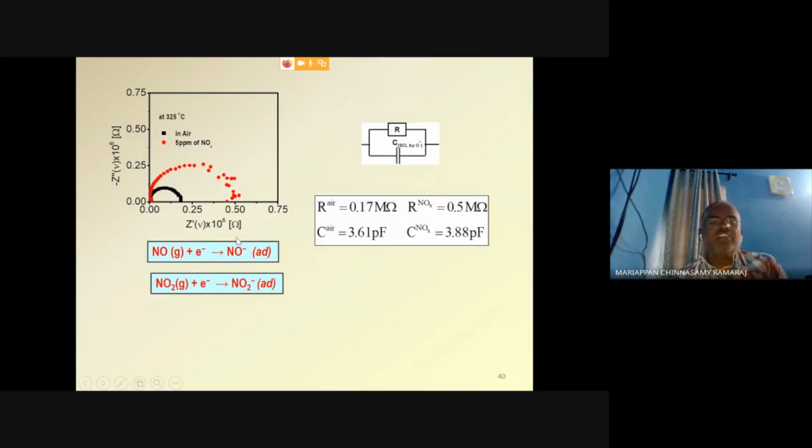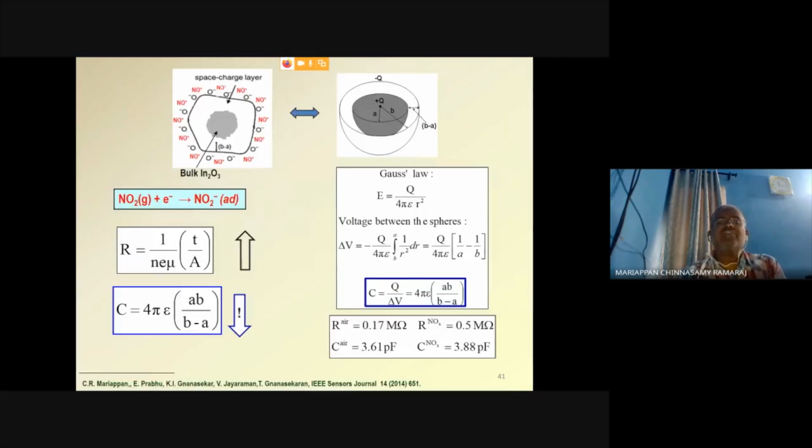Okay, so here that's what happens. The NOx gas, once it goes on the surface of this material, takes the electrons, it traps the electrons. So that means indium oxide is an n-type semiconductor. Here the charge carriers are further reduced, it further increases the space charge layer, and then the resistance is increasing.